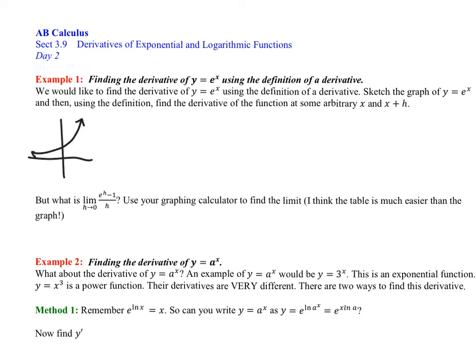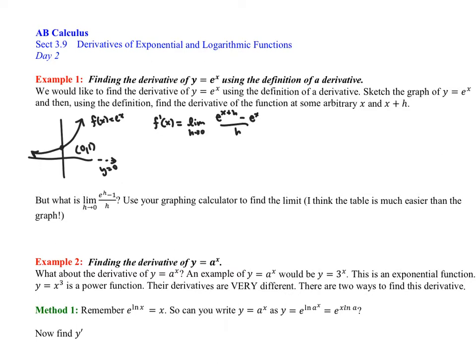We went through a little bit of this in the last lesson. Here's the point (0, 1), and horizontal asymptote y equals 0. All right, we want to find the derivative of that. So the derivative, if f of x equals e to the x, will equal the limit, as h goes to 0, of f of x plus h minus f of x all over h.